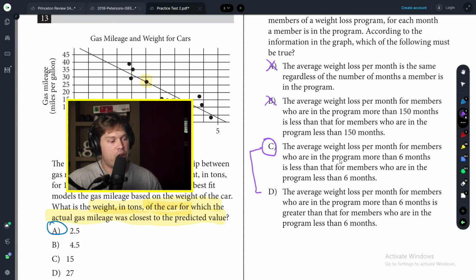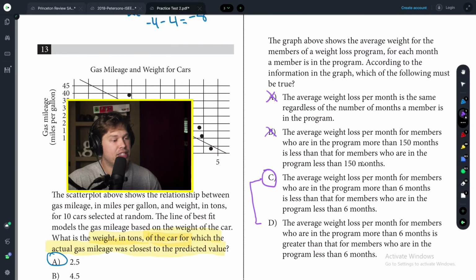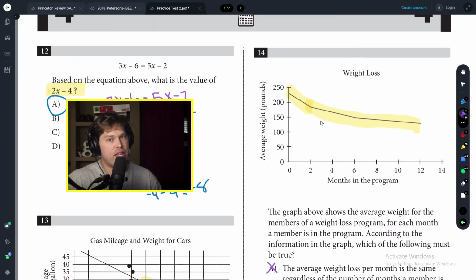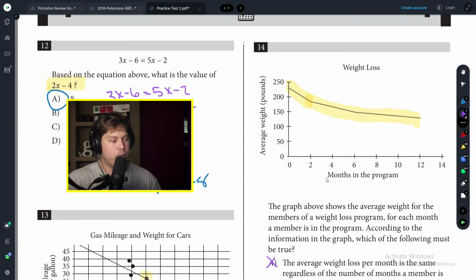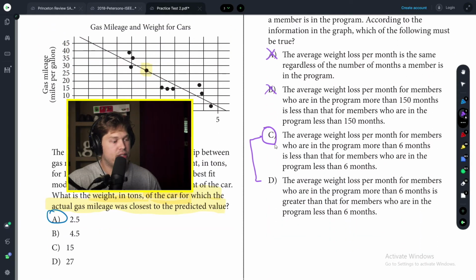Choice C says the average weight loss per month for members who are in the program more than 6 months is less than the average weight loss per month for those who are in the program less than 6 months. And we can see from our graph that you lose more weight in the beginning. And so that means the average weight loss for the people who are in the program for less time is going to be greater. If you're in the program for a longer time, you're going to end up losing more weight. However, your average weight loss will be less. So our answer is choice C for this problem.